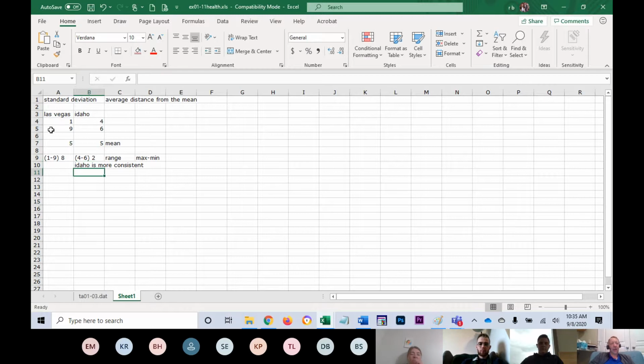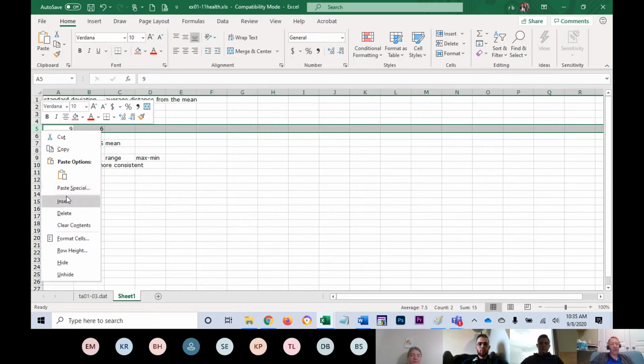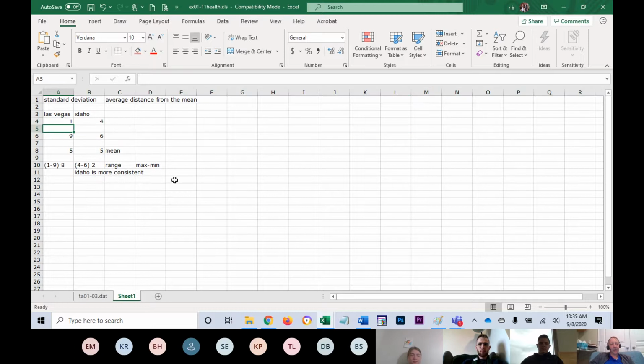Now, let's say that I add a third potato in the mix here. In fact, we'll make them both 5 ounces. Okay, so you can see that in Idaho, I've even made it more consistent with the 3 potatoes. Now, instead of being 2 ounces apart, they're only 1 ounce apart. Whereas in Las Vegas, I guess I've also made it consistent, but you can't really see any difference if we're only talking about the range, which is the maximum minus the minimum.